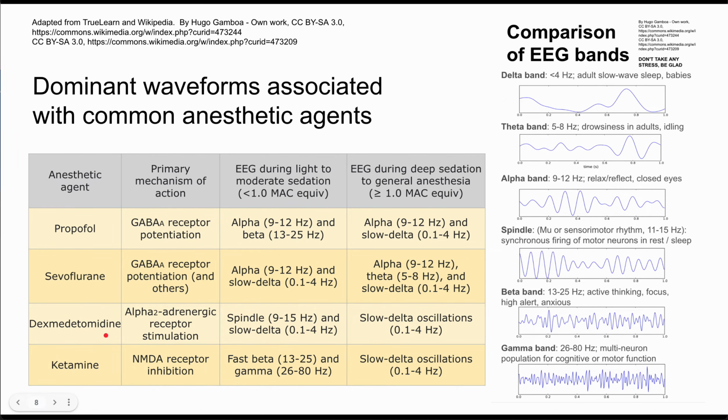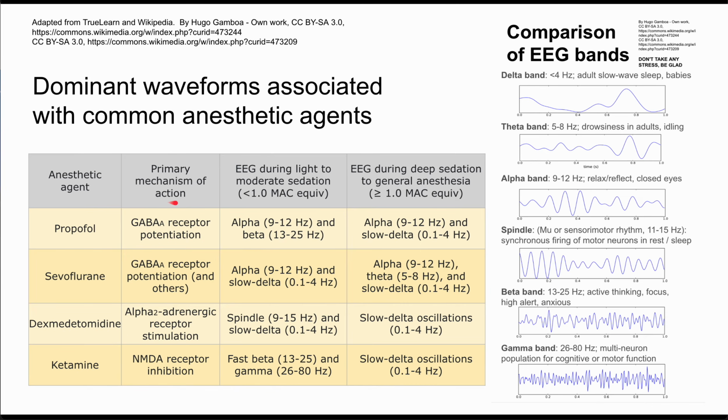Dexmedetomidine is next. The mechanism here is alpha-2 agonism, so alpha-2 adrenergic receptor stimulation. This one starts with spindle pattern and slow delta pattern, and eventually that spindle pattern goes away at higher doses of Precedex, dexmedetomidine. Lastly is ketamine, and ketamine is notable because it has kind of an opposite pattern.